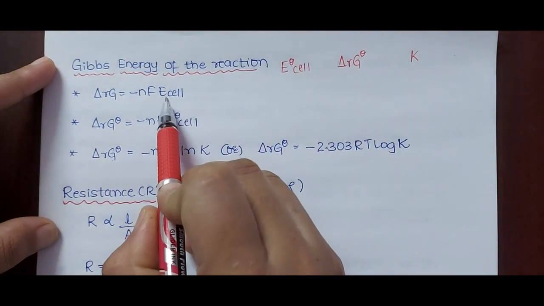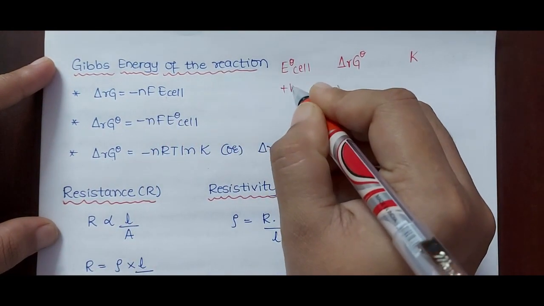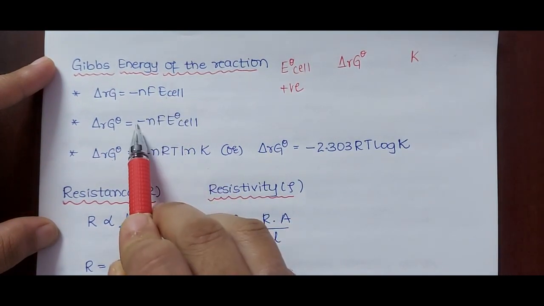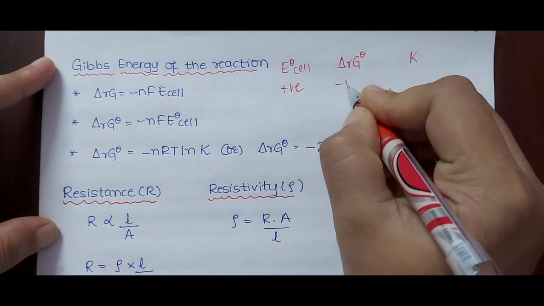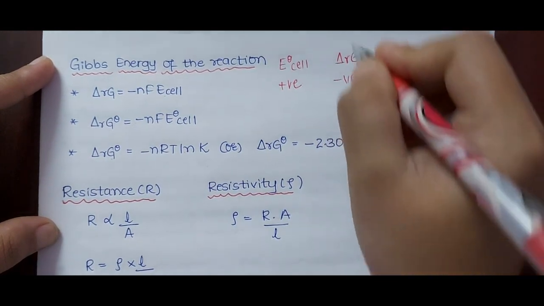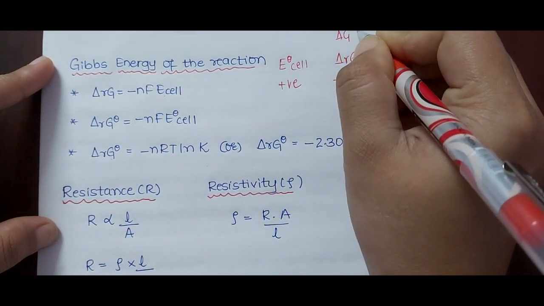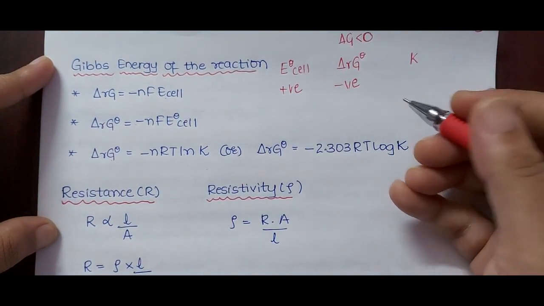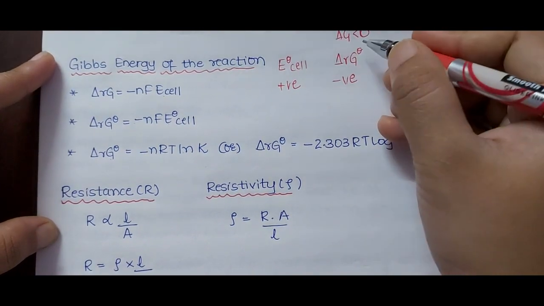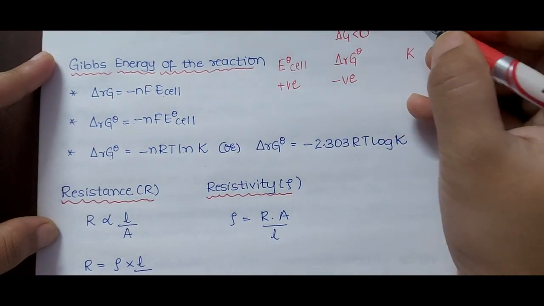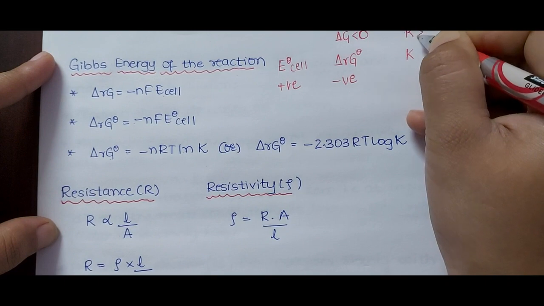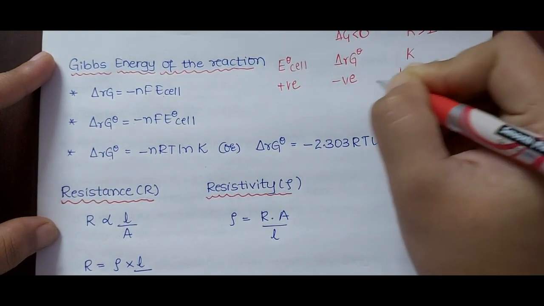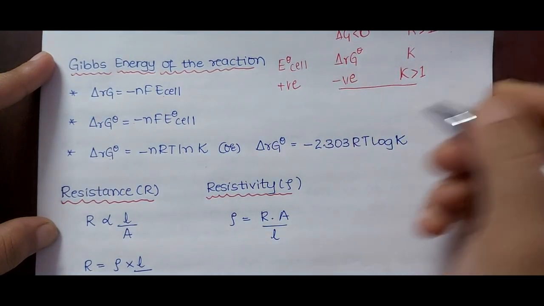So we have E naught cell here. If E naught cell is positive, plus into minus is minus, you get delta G as negative, that is, delta G less than 0. If delta G is less than 0, then K, the equilibrium constant, you get it as greater than 1. This is a relation you have studied already in first PU.